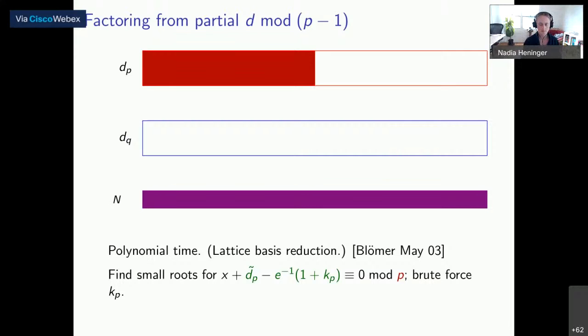So I mentioned that factoring from d mod P minus 1 is essentially equivalent to factoring from n, and it's very similar. So you essentially use the RSA equations that I showed in the branch and prune case to write down a simple polynomial, and here we have a simple linear polynomial with a small amount of brute forcing, 16 bits, and we're looking for a solution mod P. And so this is sort of exactly the same setting as before.